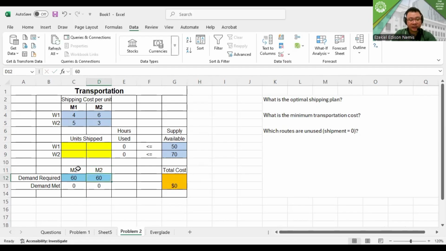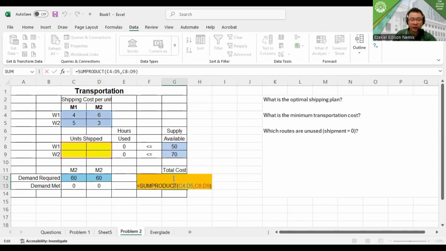So these are the demands required. Alright, so the demand met is still 0 because here you will put up the formula of the sum product. All you have to do is to get the changing cell of W1 and W2. Same thing here for demand met. All you have to do is to get the sum product of W1 and W2. So that's the formula.